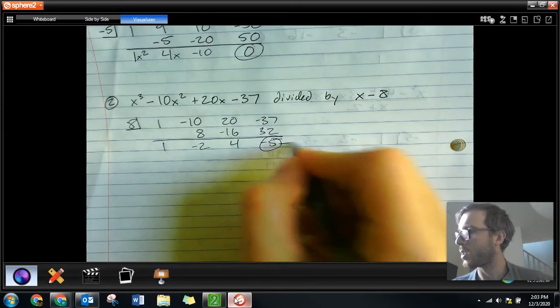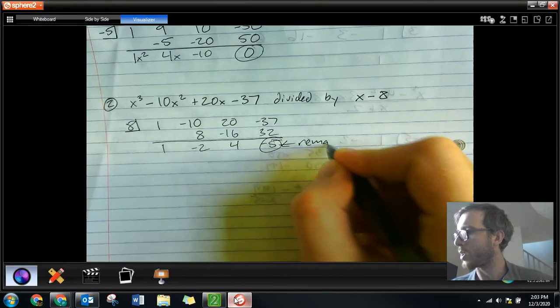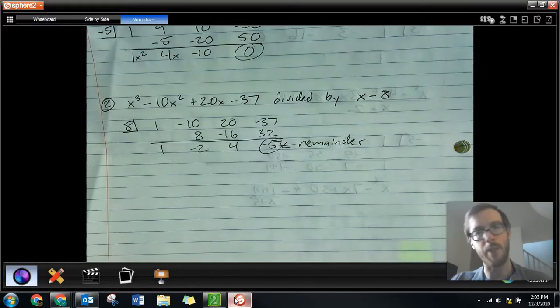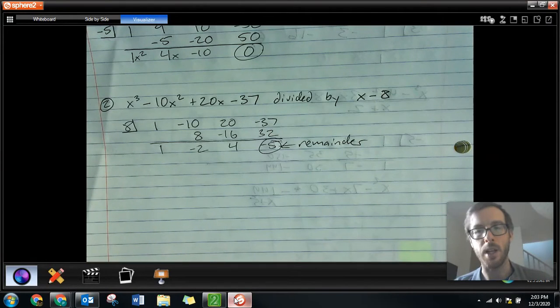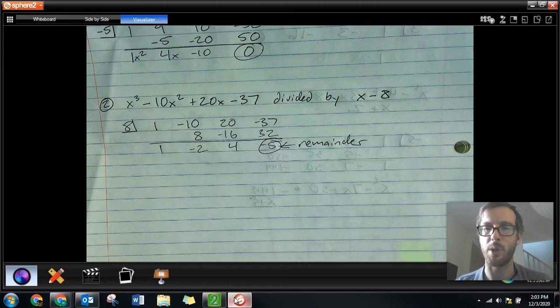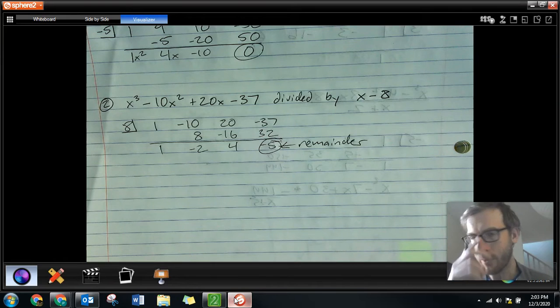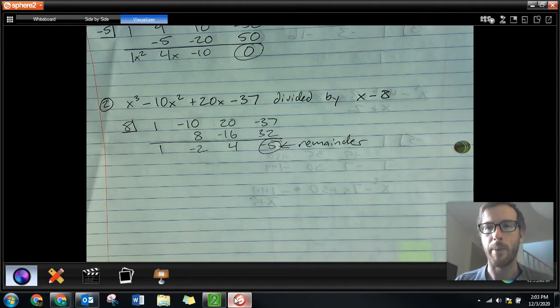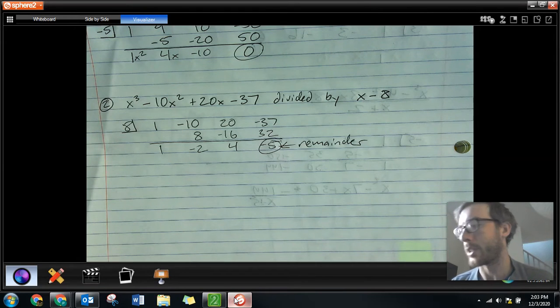So this, you can see, unlike our previous problem, this one does have a remainder. It doesn't equal exactly 0. And that's totally fine. Lots of times when you divide something, you're going to get a remainder. It just means that x minus 8 didn't go into this polynomial evenly. It's not a factor. Okay, remember, that's kind of the whole reason we're doing this, to determine if individual binomials are factors of this larger polynomial expression.